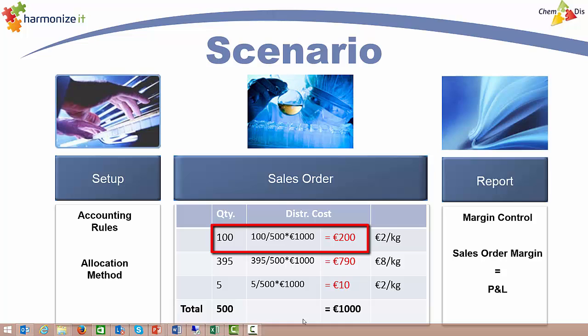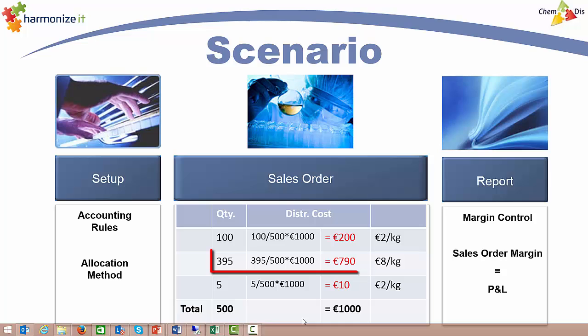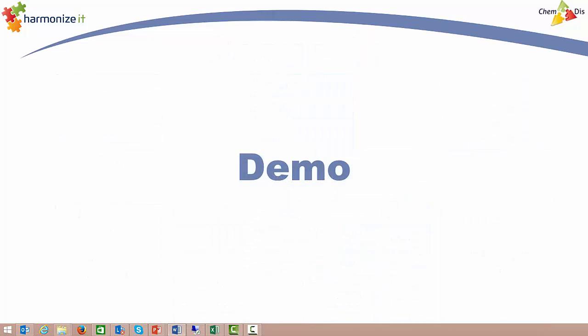The first line with a quantity of 100 will be allocated €200. The second line with quantity 395 will be allocated €790. And the third line with quantity 5 will get €10 of the transportation costs. Let's look at some of these features in action.